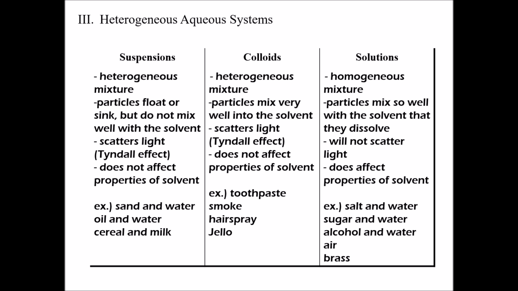Solutions, and you probably know most of these, right? Be things like salt in water, or sugar and water, or alcohol and water. Air is a solution. That's the oxygen and the nitrogen and a few other gases that are in air. All of those are dissolved in each other, evenly mixed, homogeneous. Brass is an even, homogeneous solution between copper and zinc. Okay. All right. So that's the chapter 15.